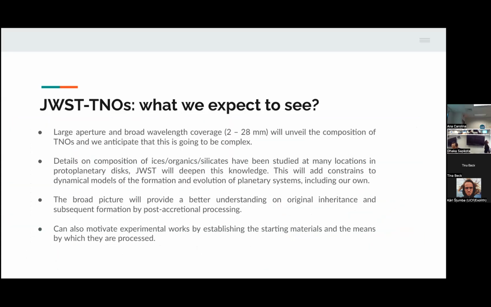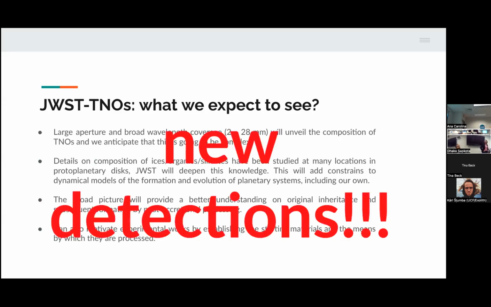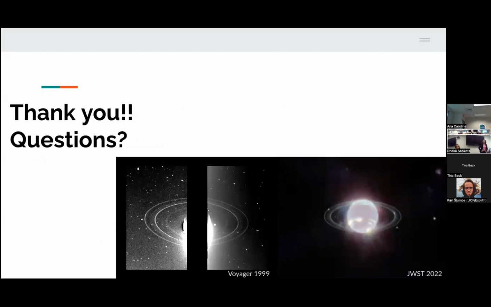there so far. What we expect to see is hard to predict because JWST is amazing, it's incredible, so it can show us a lot of stuff that we still have had no opportunity to see. It will reveal the composition of the solar system until 28 microns. And it will help us to understand better the origin and evolution of the solar system. And for us, it will bring a lot of new detections. Thank you so much.